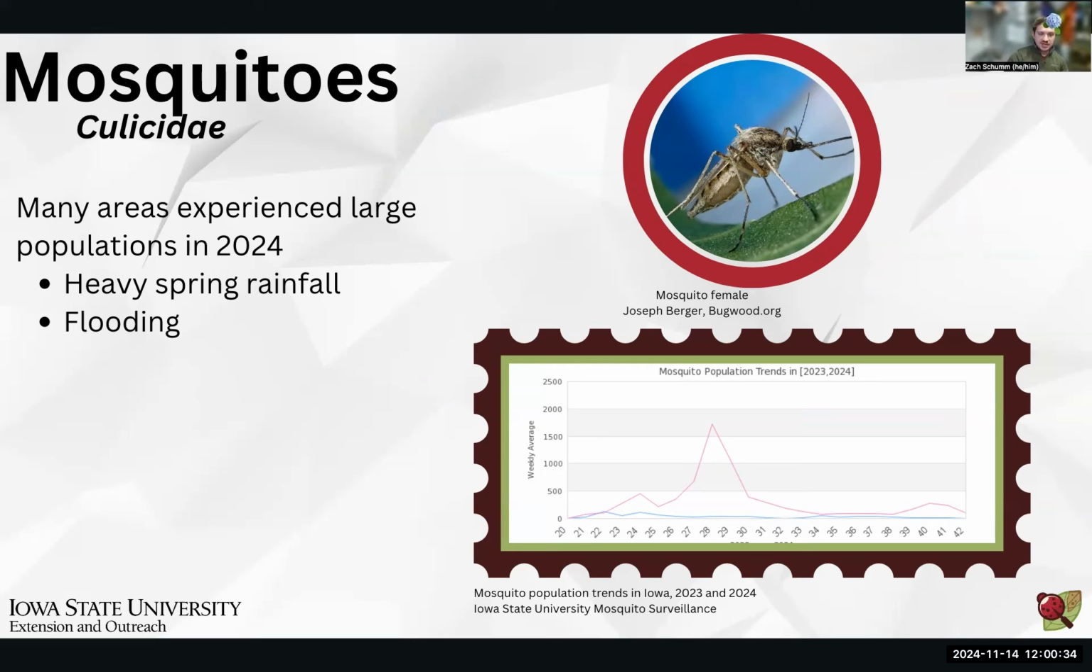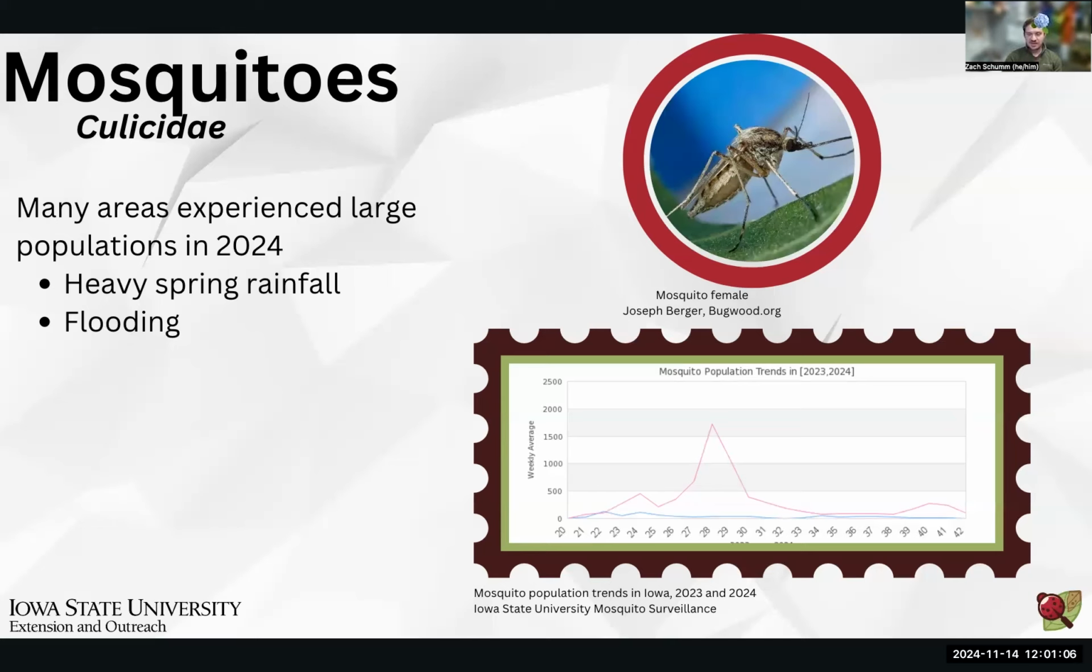And I just put this chart up here that is from the Iowa Mosquito Surveillance Program at Iowa State. We have the population of mosquitoes, the weekly average of trap catches that the program puts on, in blue from 2023 and then in red from 2024. You can see the clear difference. We can see that at that one point in the year where we were getting that really excessive rainfall and flooding, trap numbers were absolutely massive.